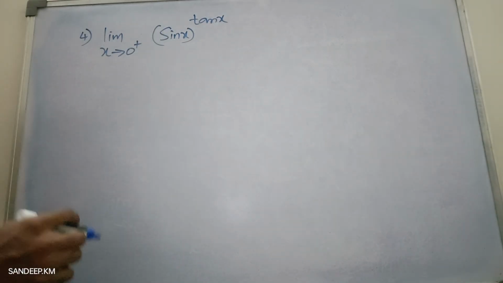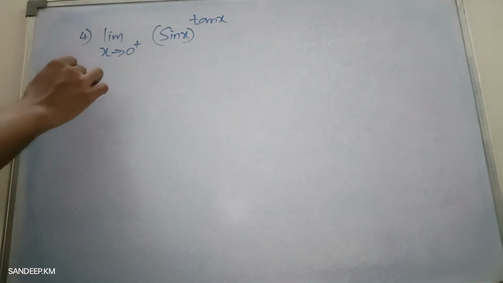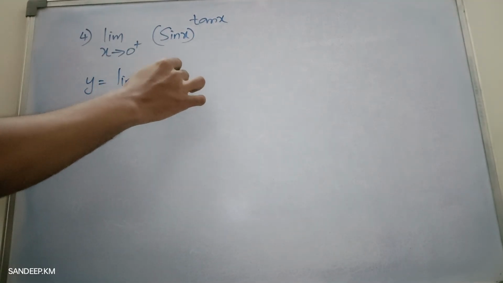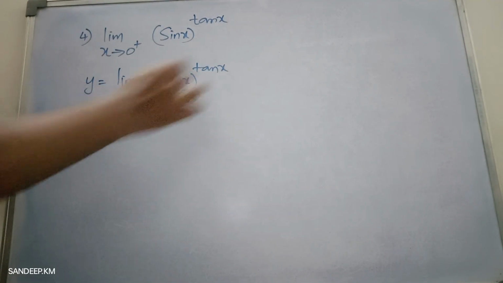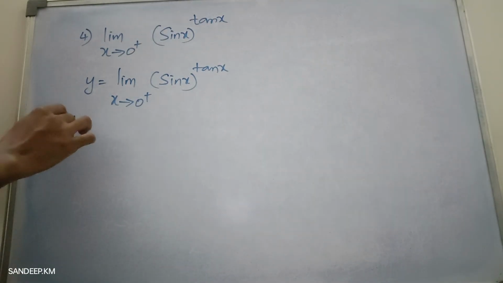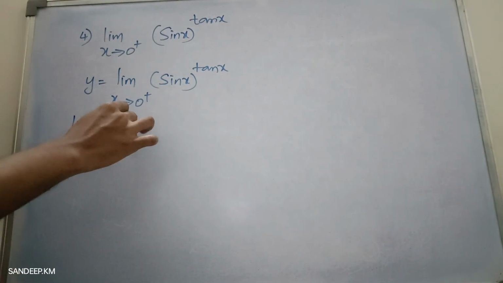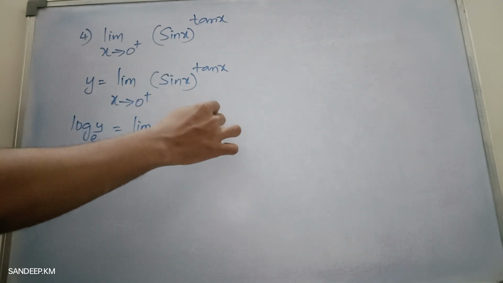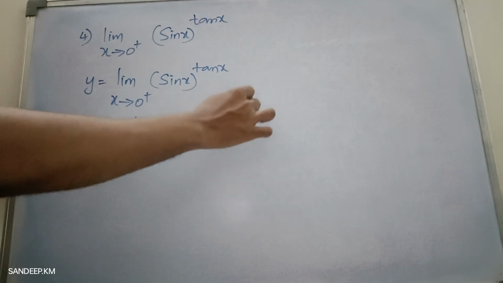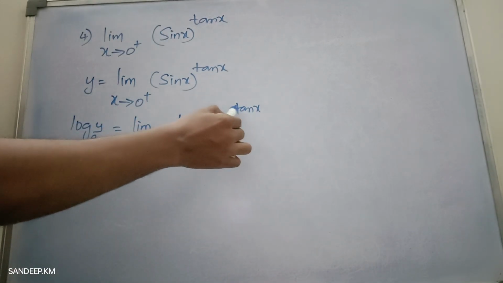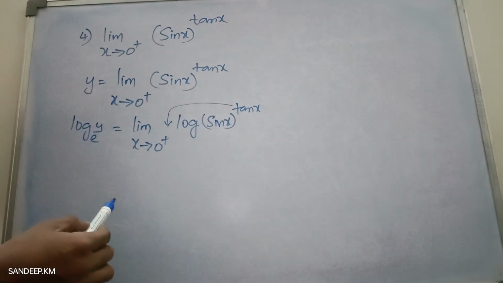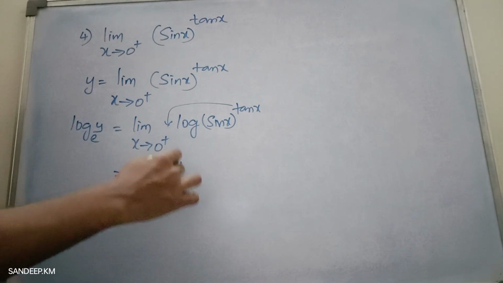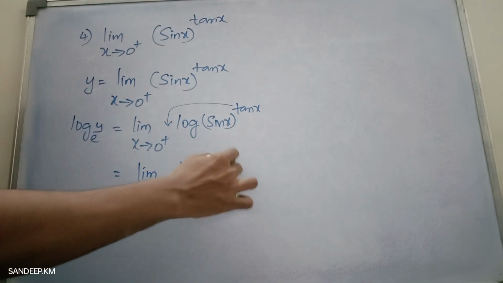See how to solve this question. Just like the first question, I'll take this function as y. y is equal to limit x approaches 0 plus sin x power tan x. Now let me apply logarithm on both sides. So log y to the base e is equal to limit x approaches 0 plus log of sin x power tan x. As usual, this power becomes the coefficient of log. It is a property of logarithm. So limit x approaches 0 plus tan x into log of sin x.